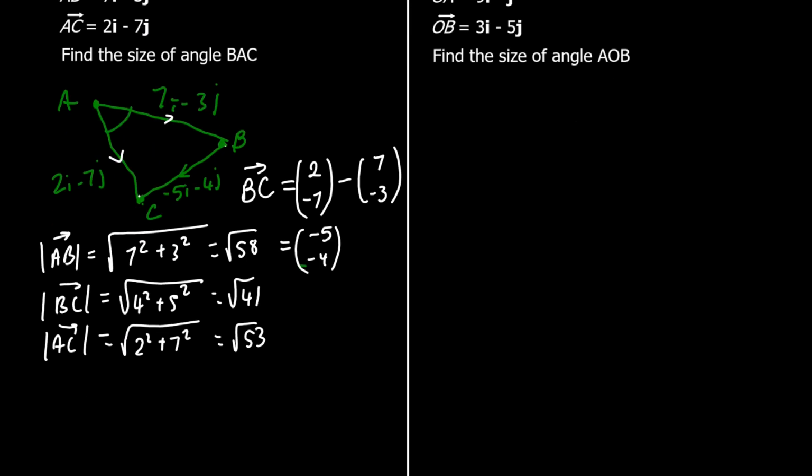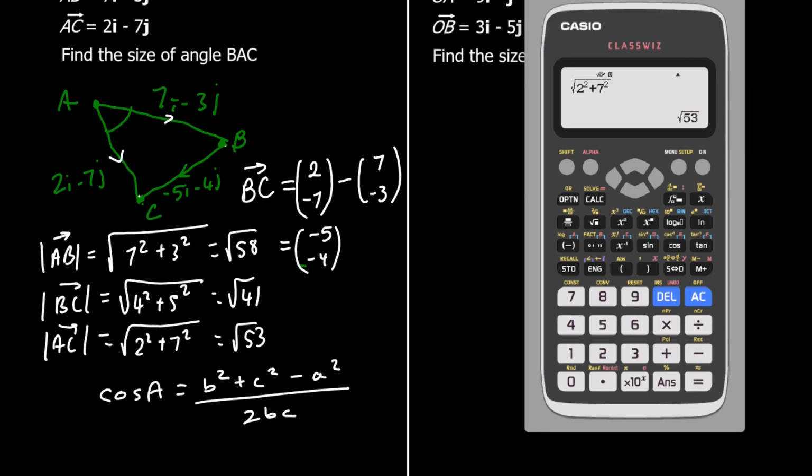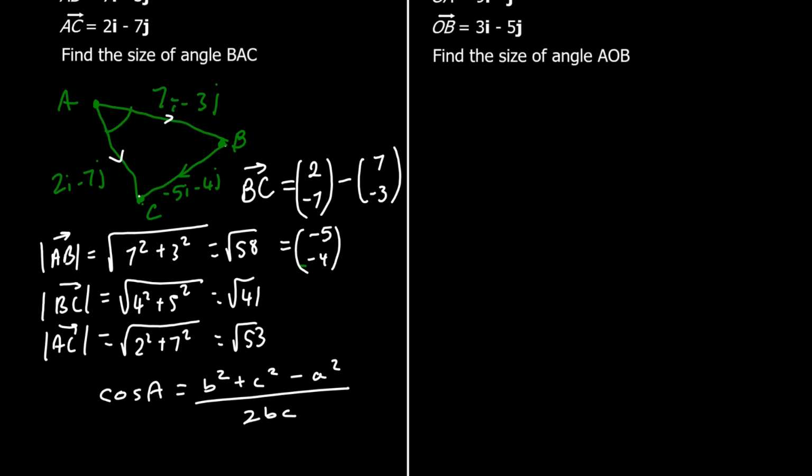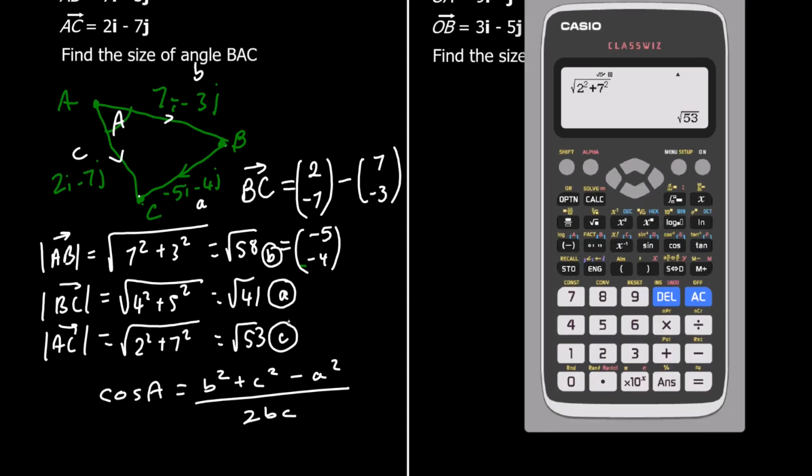The cosine rule for an angle: cos A equals b squared plus c squared minus a squared, over 2bc. So this is big A, and we've got little a, b and c. So 5 and 4, that was BC, that's a, and the other two are b and c. So now we can just type it into the calculator.